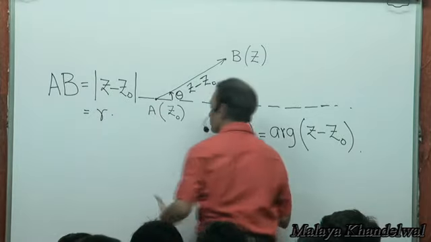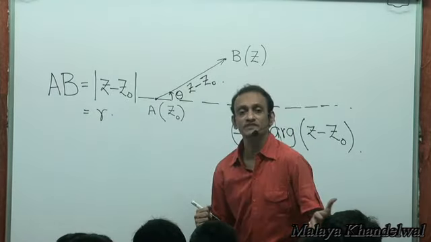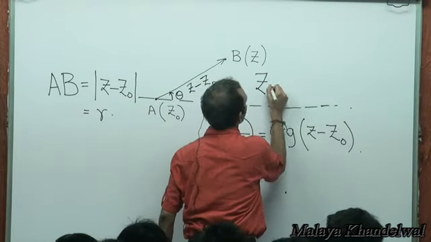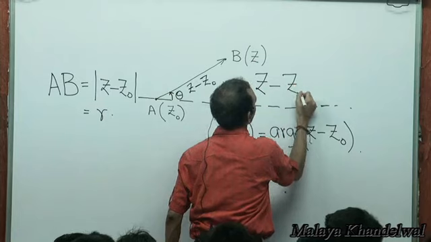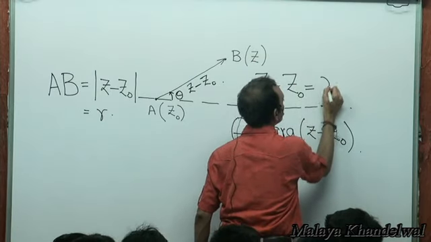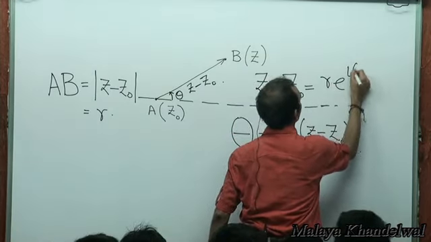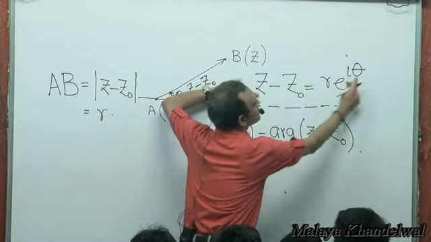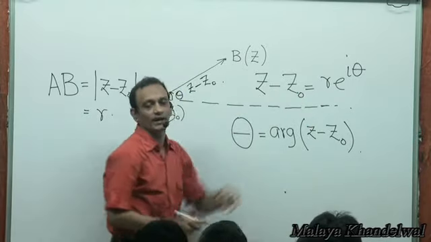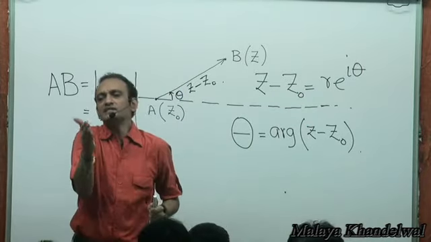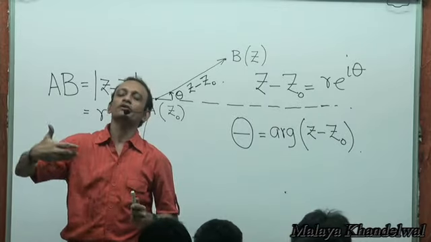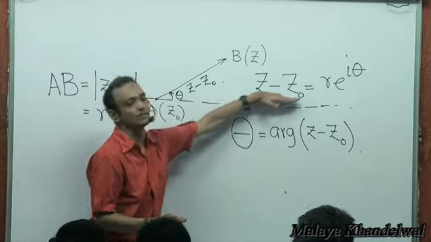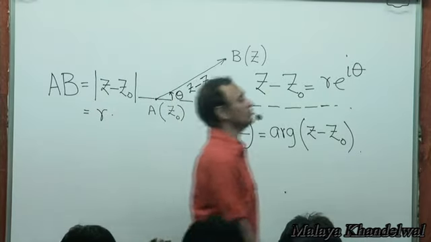And therefore, a suitable Euler representation of z minus z0 would be z minus z0 equals r e power i theta, where r is the modulus of this complex number z minus z0, and theta is the argument of this complex number z minus z0. Two properties, r and theta, modulus and argument, would uniquely set up any complex number or any vector z minus z0.